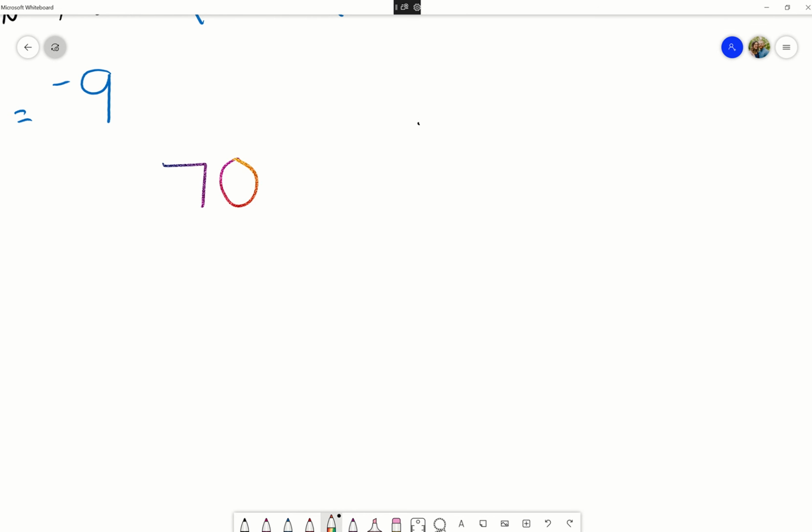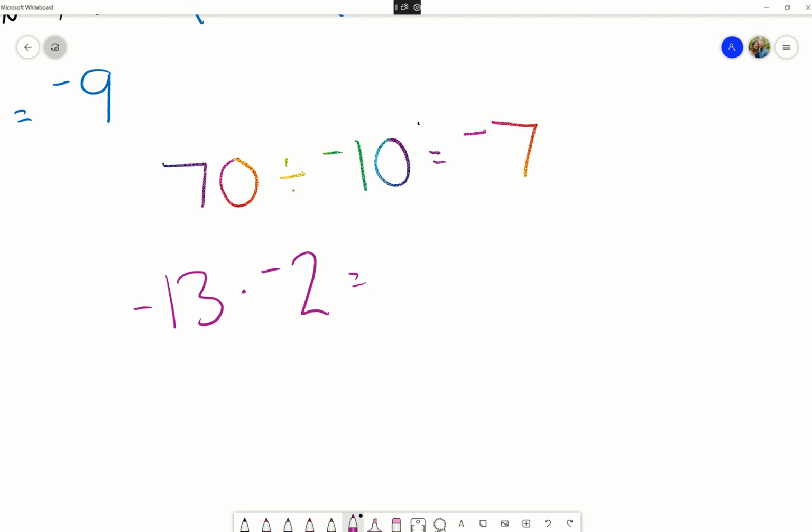70 divided by negative 10. Okay, so we have different signs, which means our answer will be negative. And then 70 divided by 10 is 7. There's our answer. What if I had negative 13 times negative 2? Well, if my signs are the same, my answer is positive. And 13 times 2 is 26.